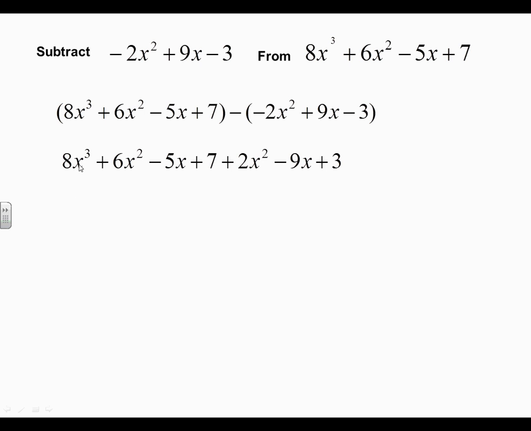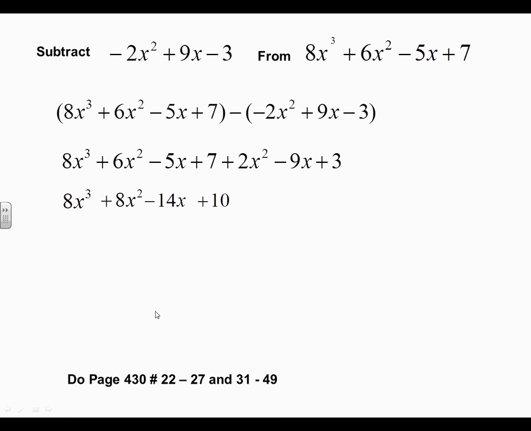So 8x cubed has the highest exponent, so it goes first. And there aren't any other x cubes, so it just carries down. Now you deal with your x squareds. So 6x squared plus 2x squared is plus 8x squared. Then we have negative 5x minus 9x is negative 14x. And 7 plus 3 is plus 10.